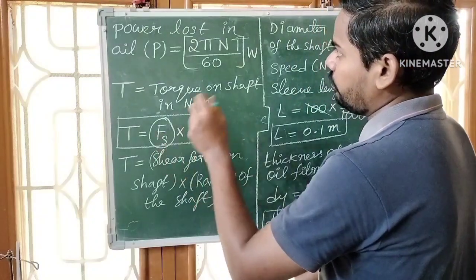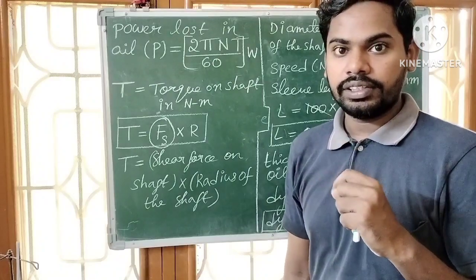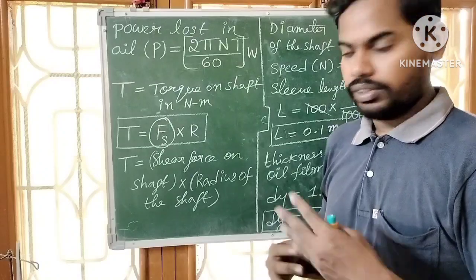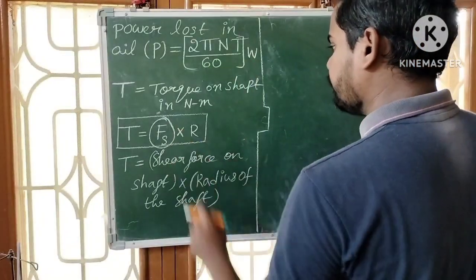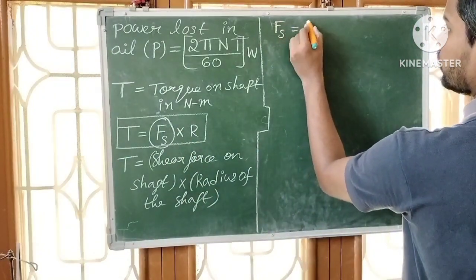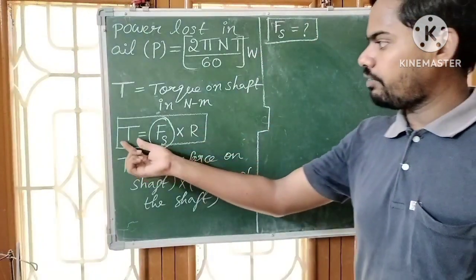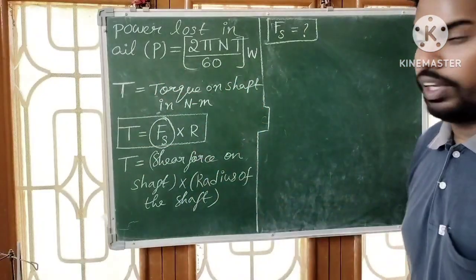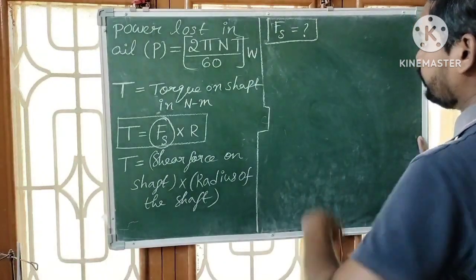Here in this question, the dynamic viscosity of oil is given. So what is the relationship between dynamic viscosity and shear force? Here Fs is the shear force on the shaft. First of all, we need the shear force on the shaft. Let us find the shear force on the shaft. Afterwards we can find the torque on the shaft. From the torque on the shaft we can find the power lost in oil. So how do you get the shear force on the shaft?